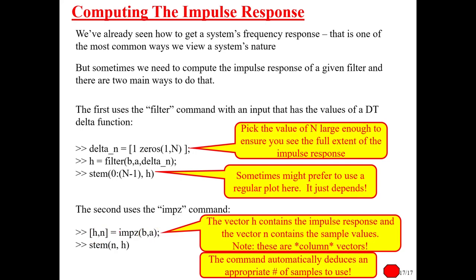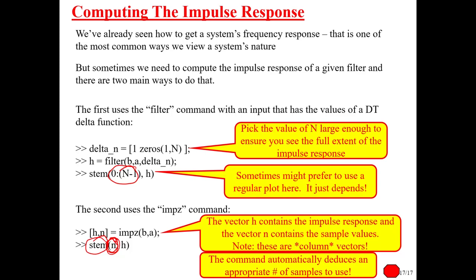Notice that this is versus n in samples. And again, we might not want to do a stem plot. We might want to do a regular plot. And same here. We might not want to plot it versus samples. We might want to convert that into actual time values. So that would be take this n vector and multiply by 1 over fs to plot versus time.